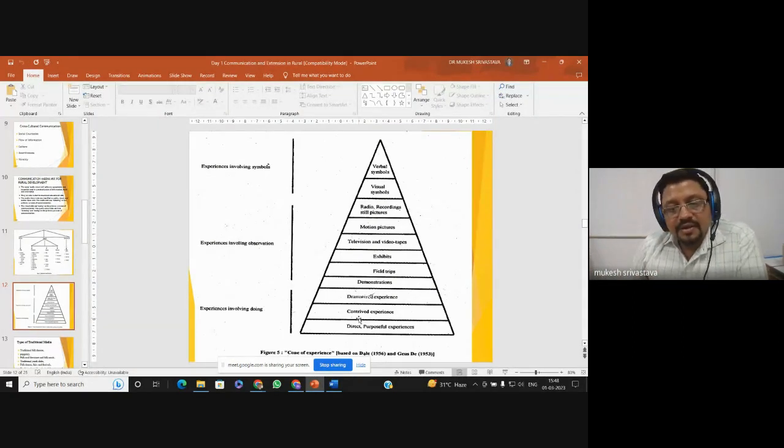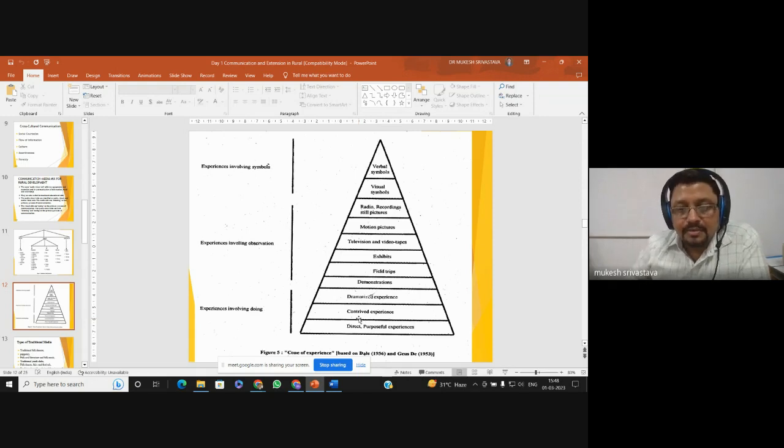But if you see, when we use participative observation, now what is this participative observation? Experiences involving doing. That means when we use these members or persons in that particular experimentation or method of communication, then they actually start feeling more knowledgeable in that particular case.